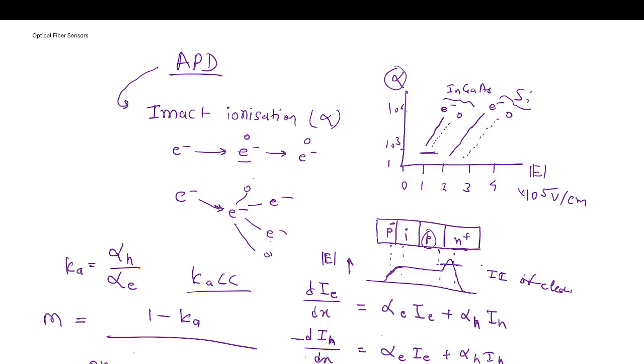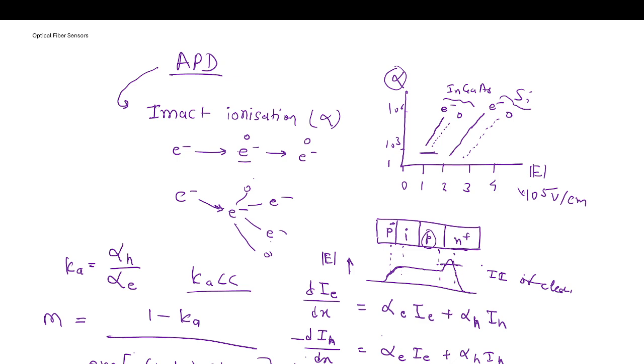exponential of minus (1 minus Ka) dot alpha E Wm, bracket, minus Ka. As you can see here, there will be two conditions for this APD.